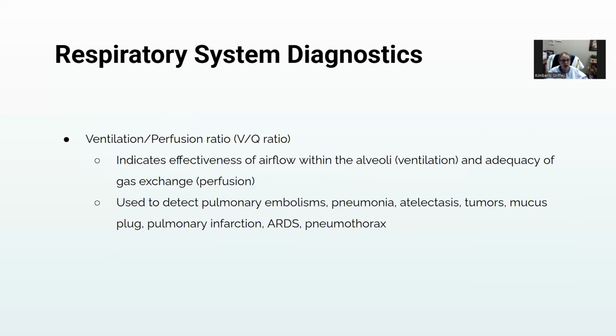Then there are ventilation and perfusion ratios. This indicates the effectiveness of airflow within the alveoli and the adequacy of gas exchange. This is also called a VQ lung scan, and it can help detect pulmonary embolisms, pneumonia, atelectasis, tumors, if you have a mucus plug, if you have a pulmonary infarction, where your lung tissue is just not working, acute respiratory distress syndrome, and a pneumothorax. So you can use a VQ lung scan for that. Often you're going to see that used for a pulmonary embolism.